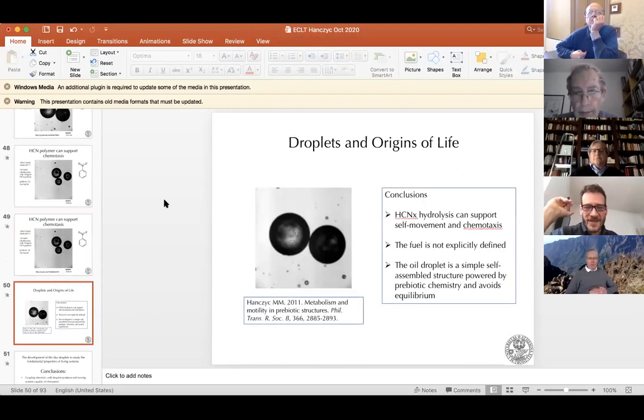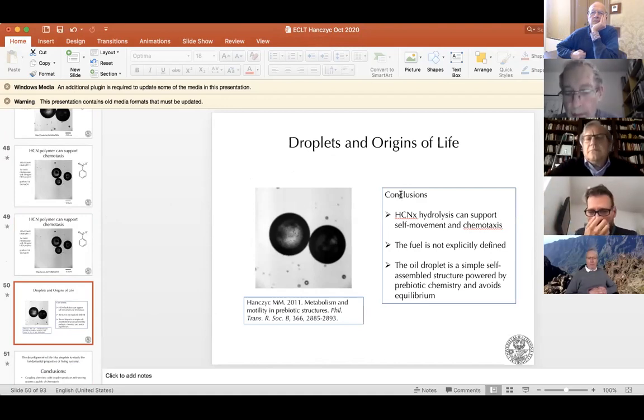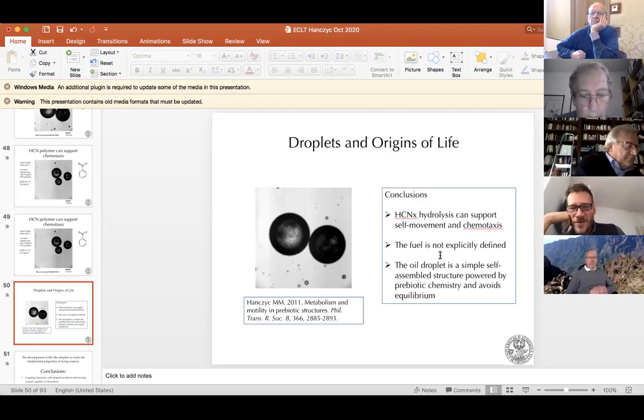So here's just a conclusion for this part, and then I'll wrap things up in case you want to have a discussion about anything. For this part, what I tried to show is that you can use these HCN polymers, which are, again, undefined and not purified in any way, to support self-moving and chemotaxis of this system. So you don't necessarily have to work with pure systems anymore. And the fuel is interesting because we don't know what it is. It's not explicitly defined in the system.